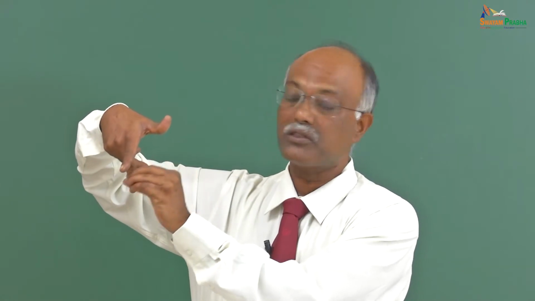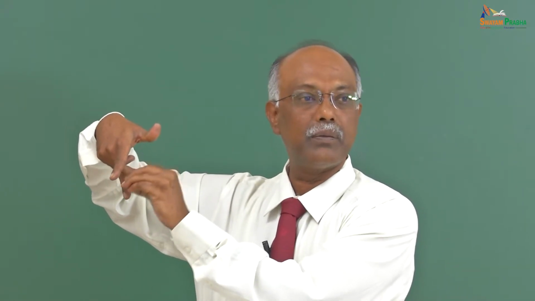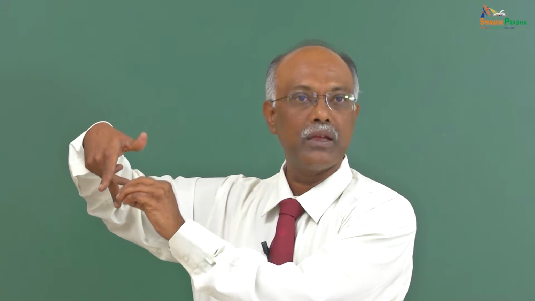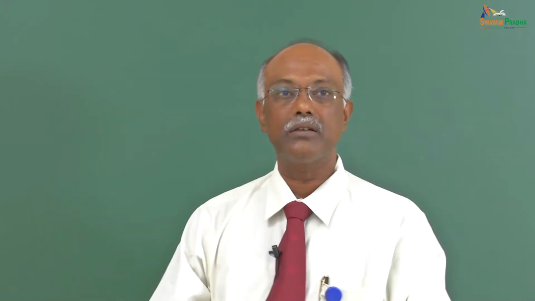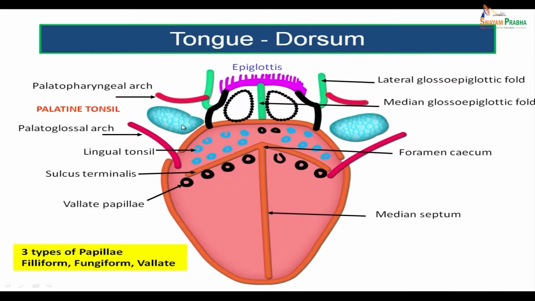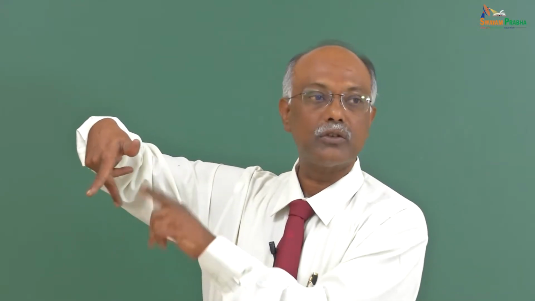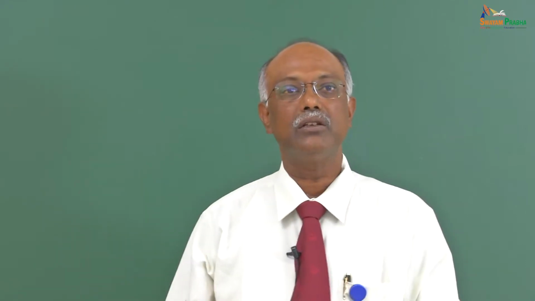And what is the prominent structure which is present in between the palatoglossal and the palatopharyngeal fold? That is where the palatine tonsils are located. So, if you look at this picture, this is the palatine tonsil, which is located in the V formed by the palatoglossal and the palatopharyngeal folds.